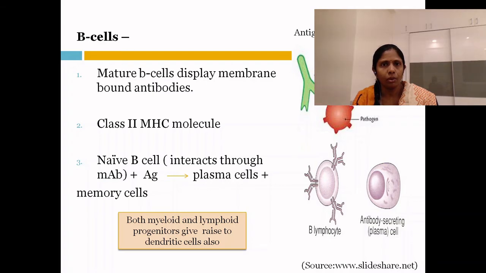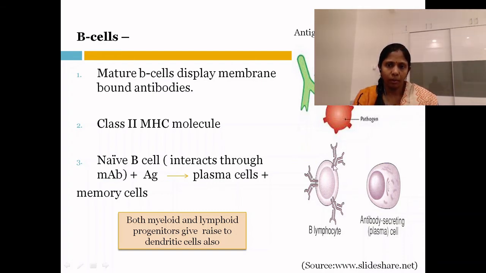The B cells also possess another set of specialized surface molecules called the class 2 MHC molecules. MHC stands for major histocompatibility complex. The image shows how the antigens and antibodies undergo interaction. Once a mature naive B cell comes across an antigen which is recognized by its membrane-bound antibody, this is a mature naive B cell or a mature B lymphocyte which shows membrane-bound antibodies.